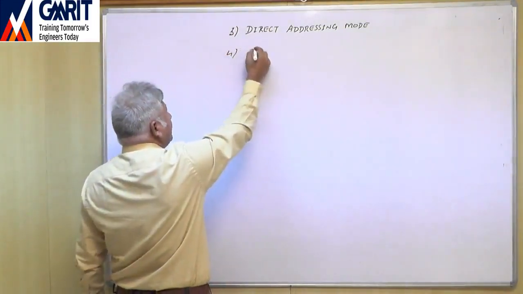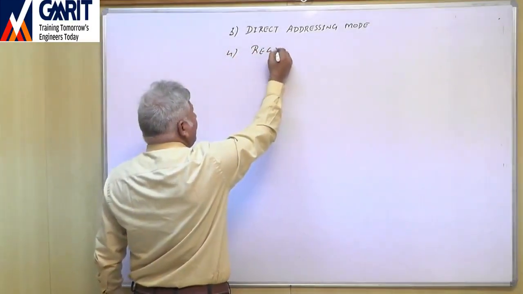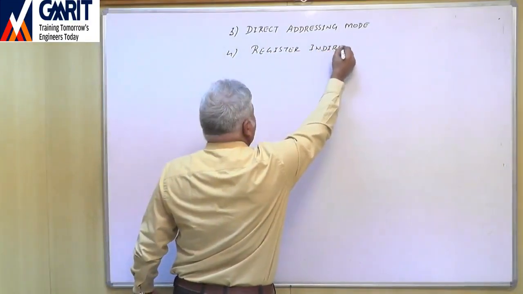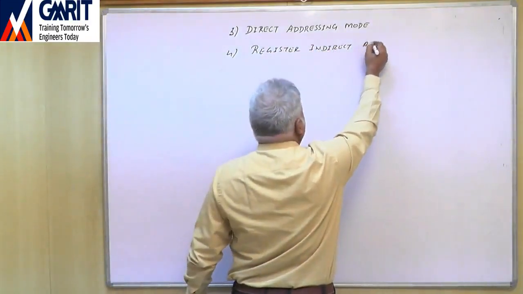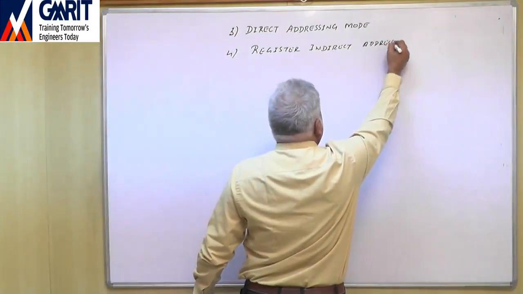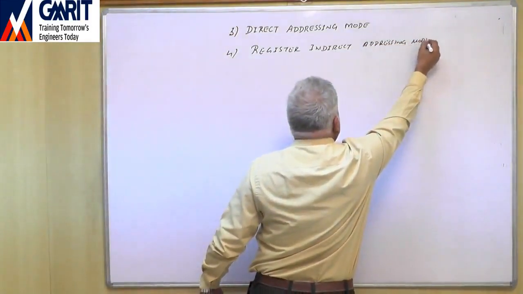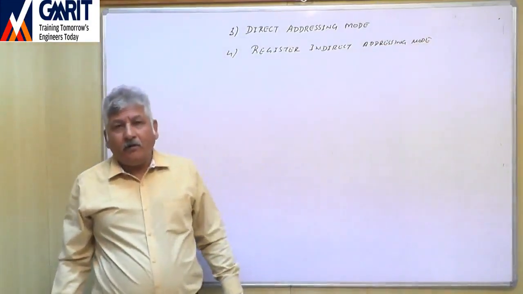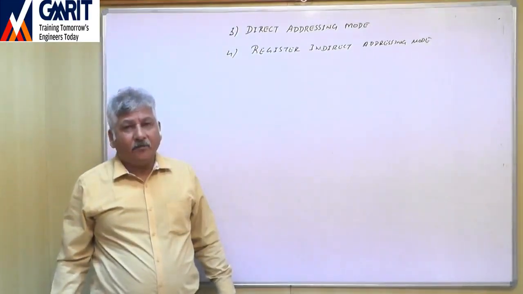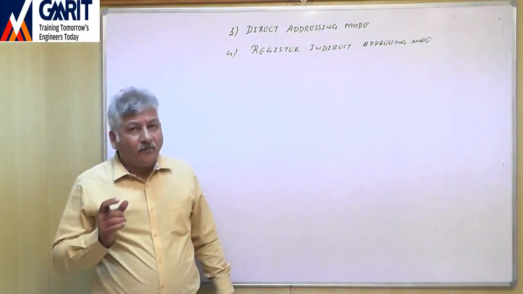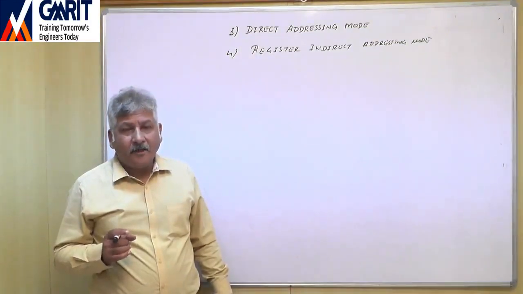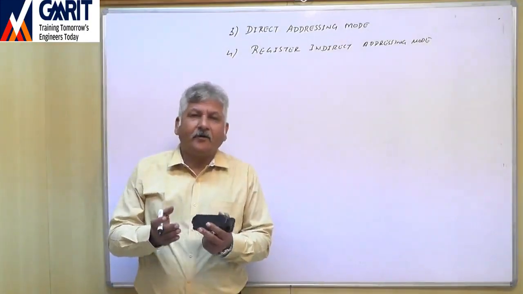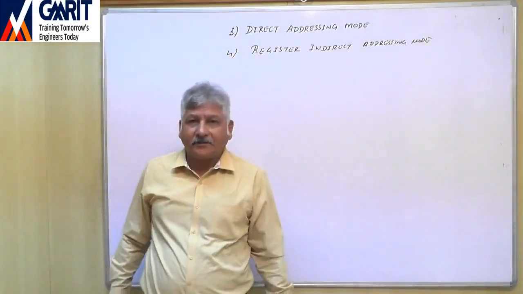Now we will see register indirect addressing mode. In case of register indirect addressing mode, the offset address of our data will be in some register. So the content of the register will be the offset address.